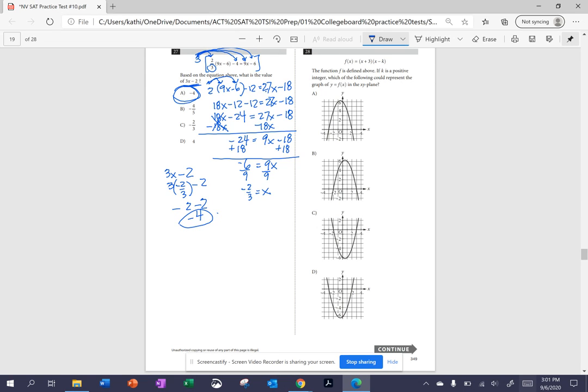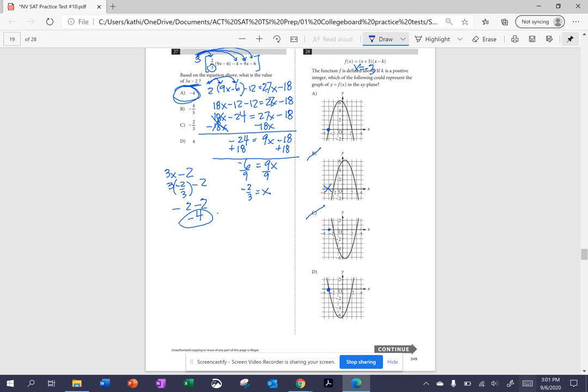The function f is defined above. If k is a positive integer, which of the following could represent the graph of f of x in the plane? So I have 2 x-intercepts. So I know one of the x-intercepts is at x equals -3. So here is a -3. I don't have a -3, so I'm not B. I don't have a -3, so I'm not C.